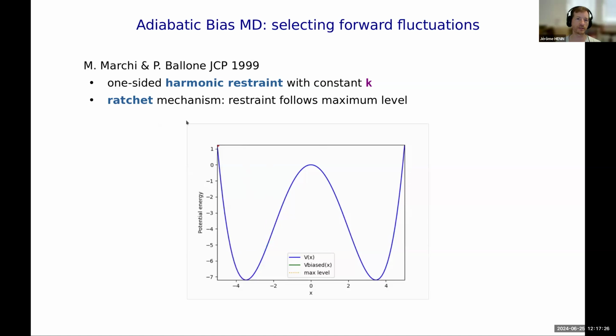So what happens is there is a harmonic restraint that is just moving behind the coordinate, and that lets it move forward, but prevents it from moving back. So let's see what happens on this little toy example.